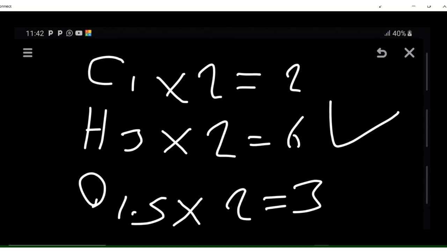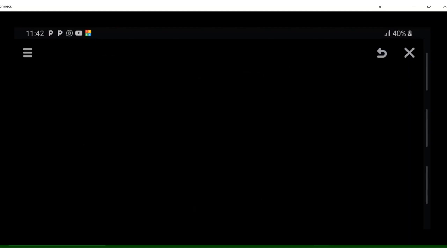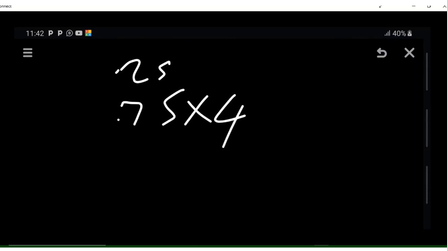If it's 0.3, you multiply by 3. If it's 0.66, you multiply by 3. 0.33, you multiply by 3. 0.5, you multiply by 2. And when you have found such, like 0.25 or 0.75, such kind of numbers, you multiply by 4.